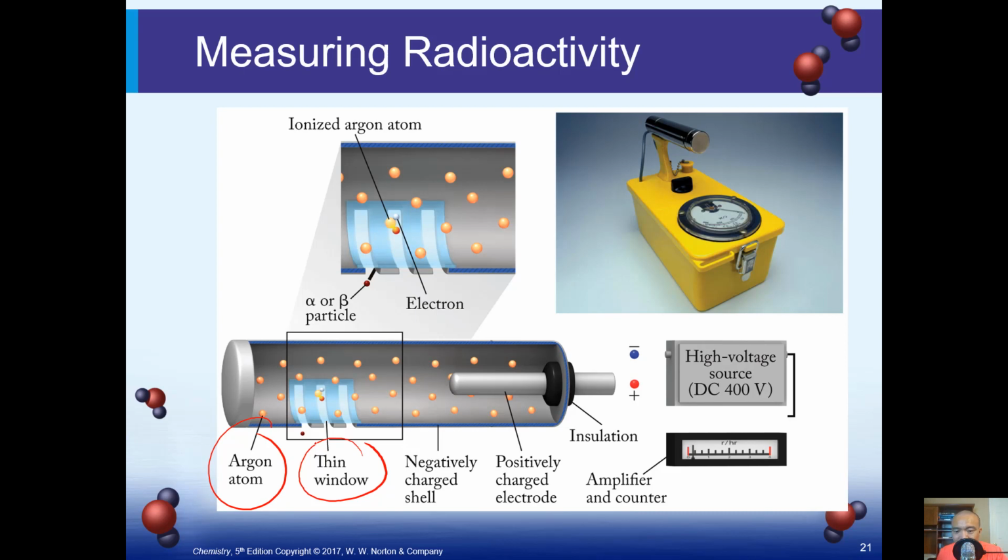The ions formed can then migrate to the positively charged electrode. So these are ionized, they'll migrate to the positively charged end, which produces a current. Then we can detect this current and quantify the radioactivity level.